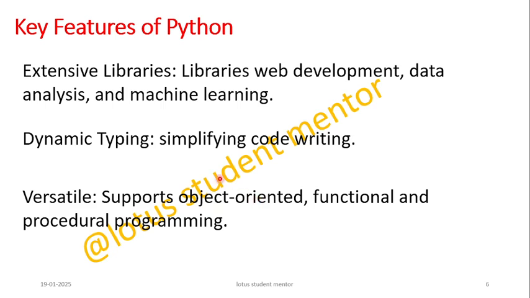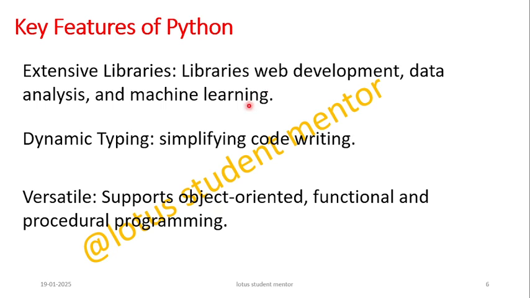Next, what are the key features of Python? The key features of Python are that it is easy to learn and has extensive libraries. As I mentioned before, there are libraries for machine learning and artificial intelligence, data science and analysis, web development, etc. These extensive libraries are provided, and they are inbuilt libraries. That's why for a beginner it is easy to learn.